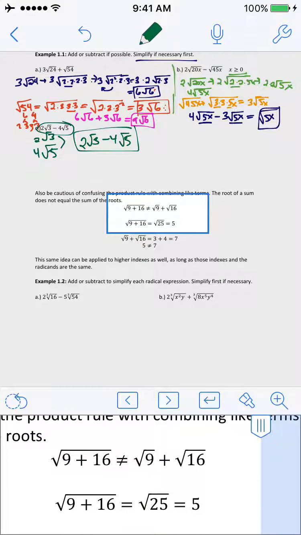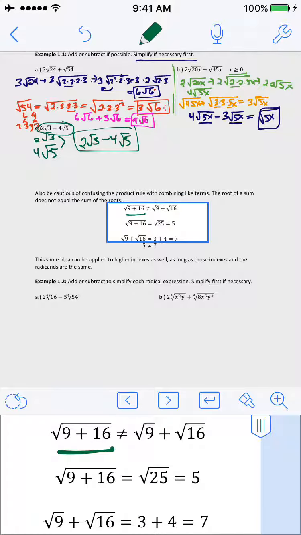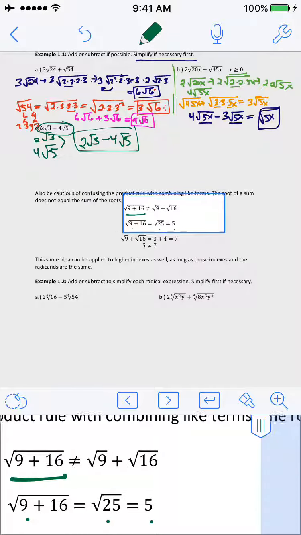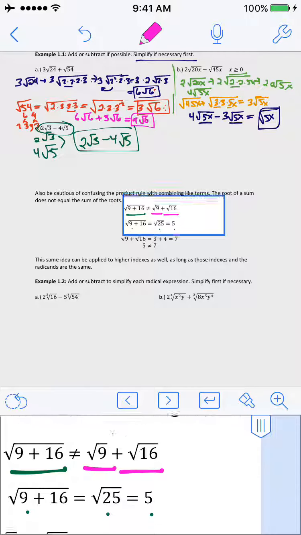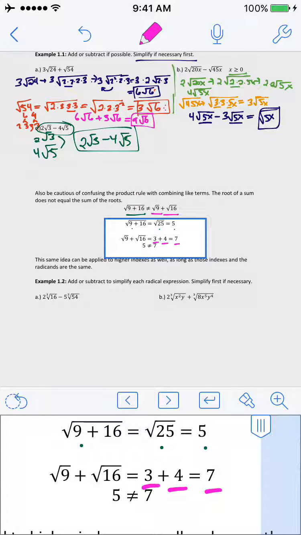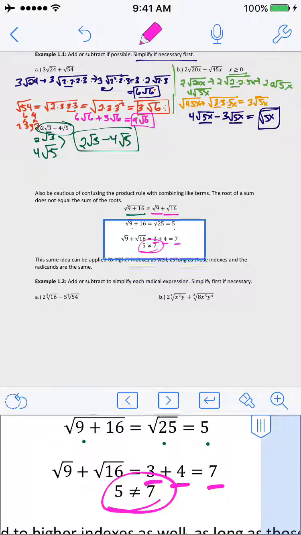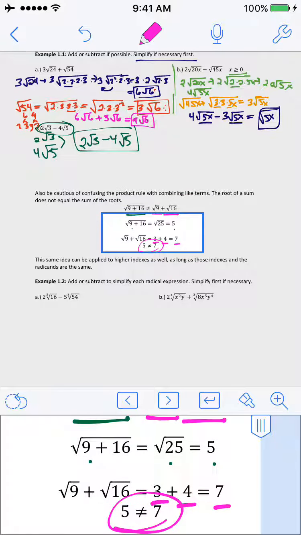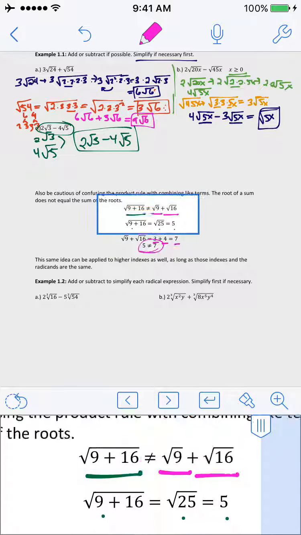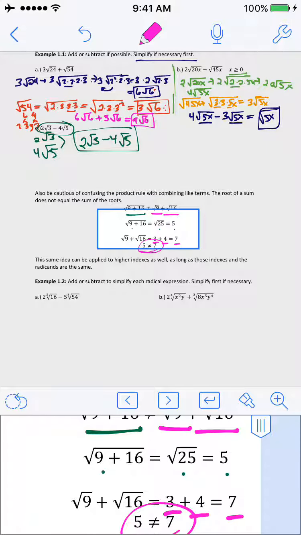Just to prove it to you, the square root of 9 plus 16, the square root of 9 plus 16 is 25, which is 5. The square root of 9 plus the square root of 16 is 3 plus 4, which is 7, and obviously 5 does not equal 7. Okay? So that's just a little proof that this product rule does not apply. This is what we call a counterexample. If you find something that doesn't work for one of them, it doesn't work for any of them.